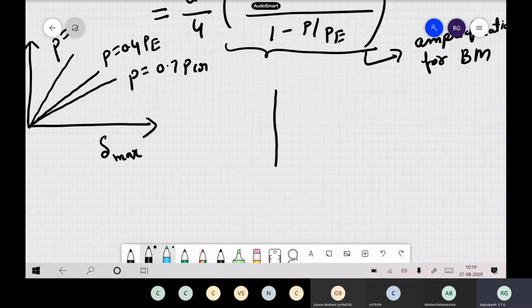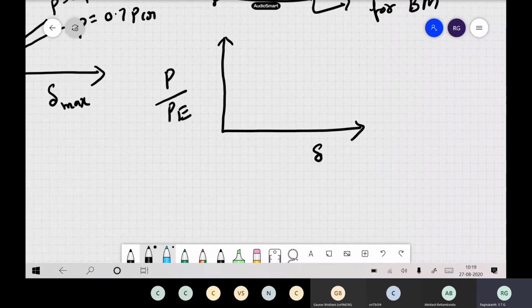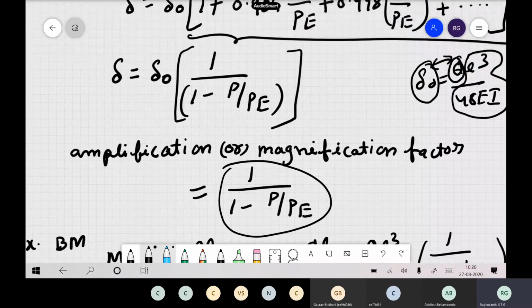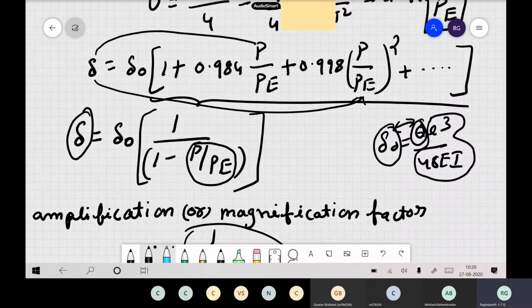But if you try to plot axial load versus deflection, that is P by the critical load versus delta, what type of relationship is this? Delta is the maximum lateral deflection, QL cube by 48 EI. But how are delta and P related? If you see this expression, you can easily find that delta and your axial load are not linearly related. You have higher order terms, a power series in P by P_E. So the curve is non-linear.